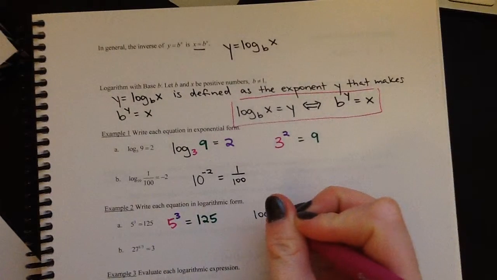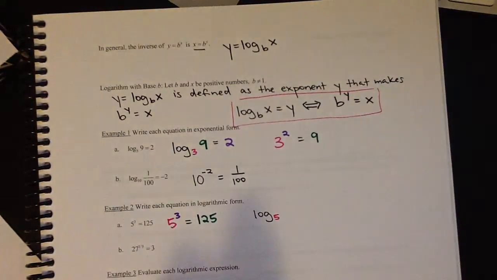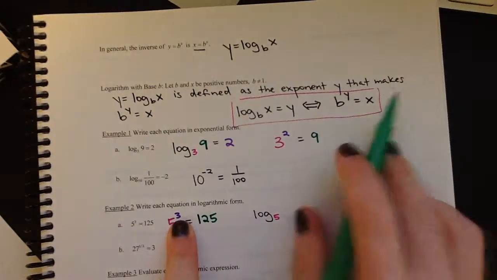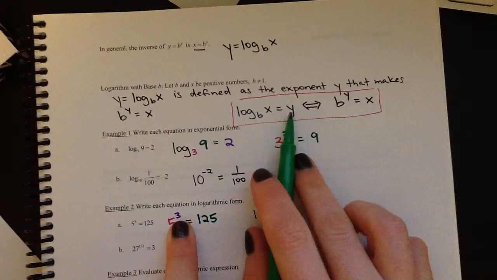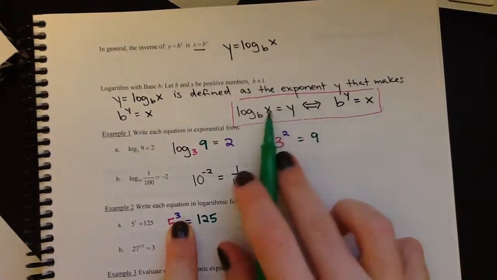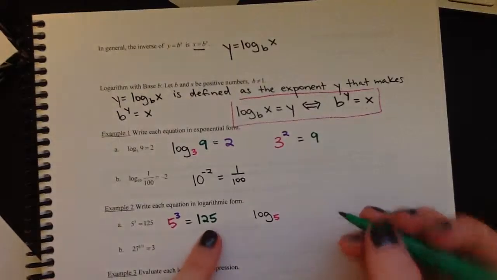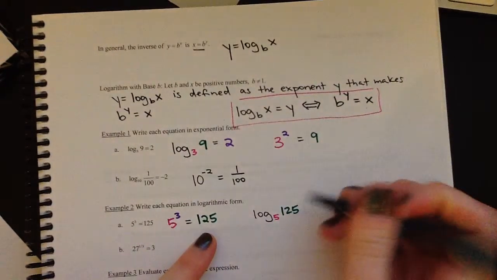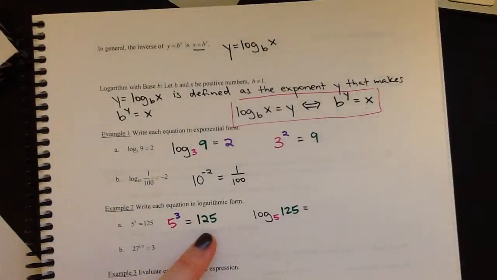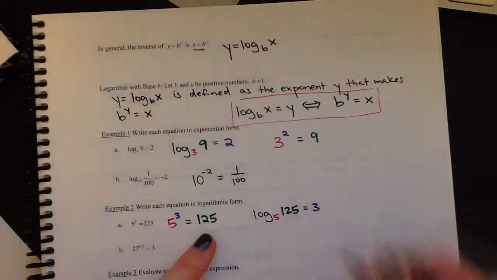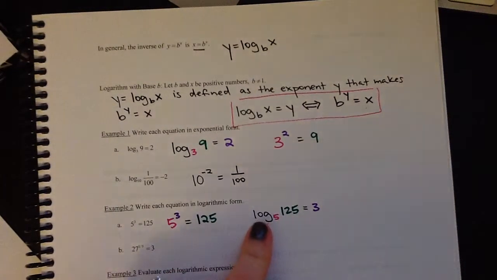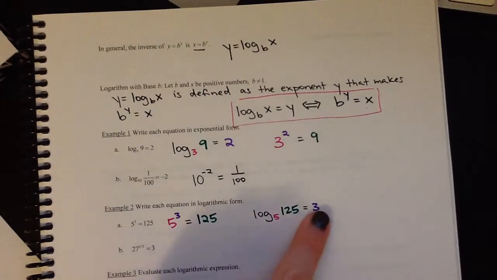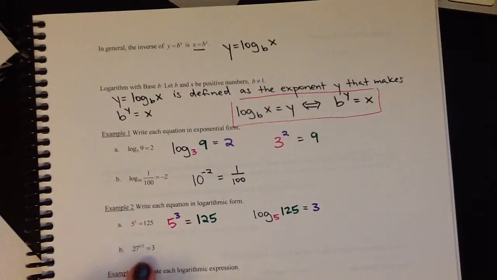So the first number that we're going to write is still the base, but then the other two will trade places. Now here, the y that used to be the exponent is now on the other side. The number that used to be on the other side is now inside my log function. So this 125 is now right here. And then it's set equal to the exponent, which here is 3. Okay, so again, this means the exponent that I raised 5 to in order to get 125 would be an exponent of 3.